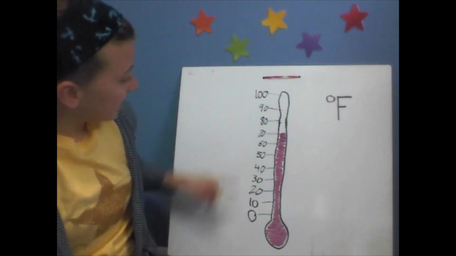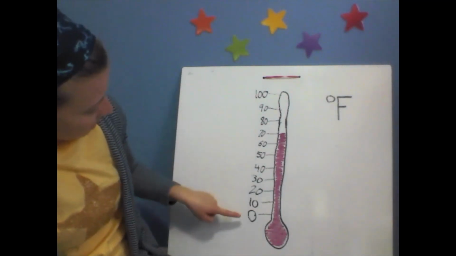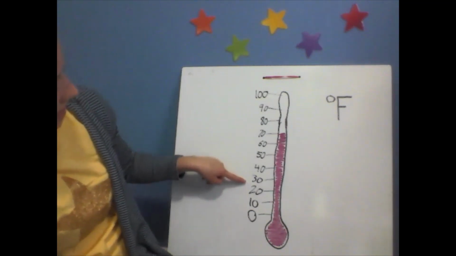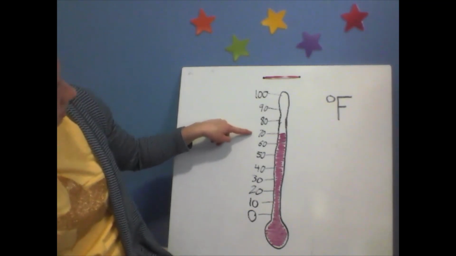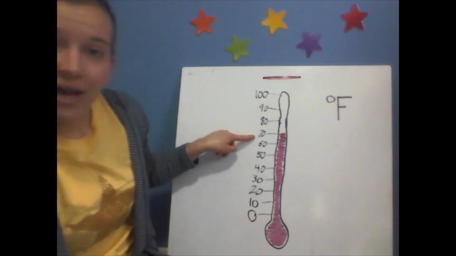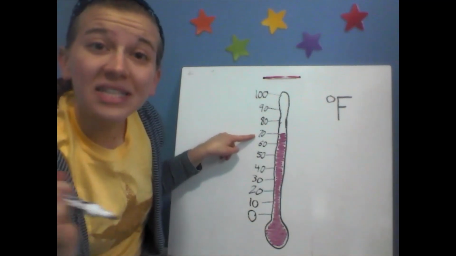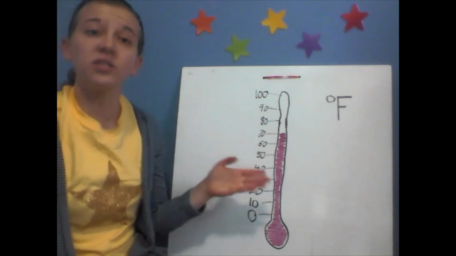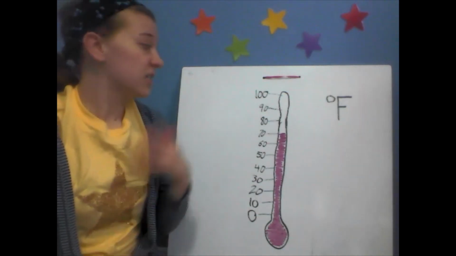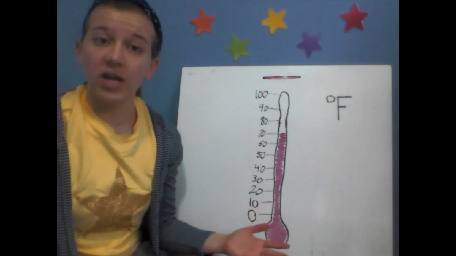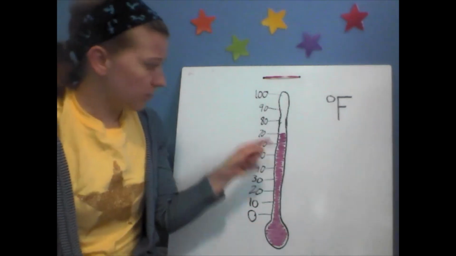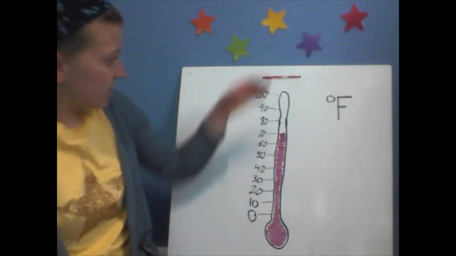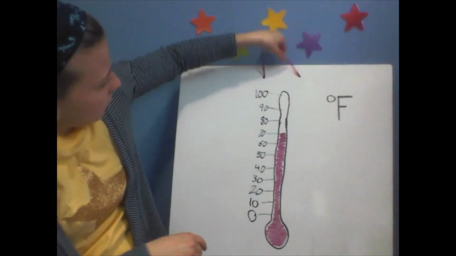So let's look at these guys. Which one is it closest to? Well, it's above 0, 10. Oh, this is going up by tens. All right, which one is it closest to? It stops right next to 70. 70 degrees Fahrenheit. So this thermometer is saying that it is 70 degrees Fahrenheit. Okay? Pretty simple. You just have to look at the top, what number it's closest to. Makes sense, right? All right, let's take a look at a couple other thermometers.